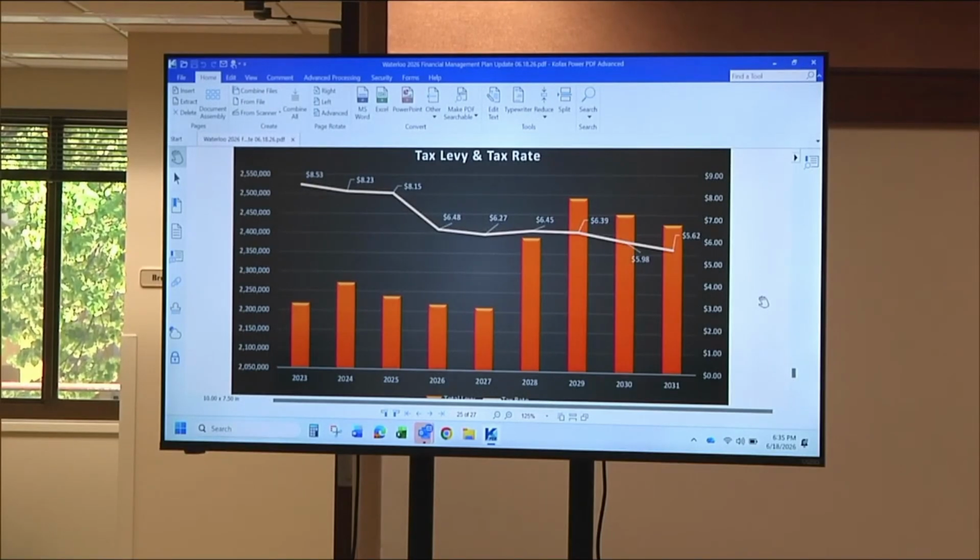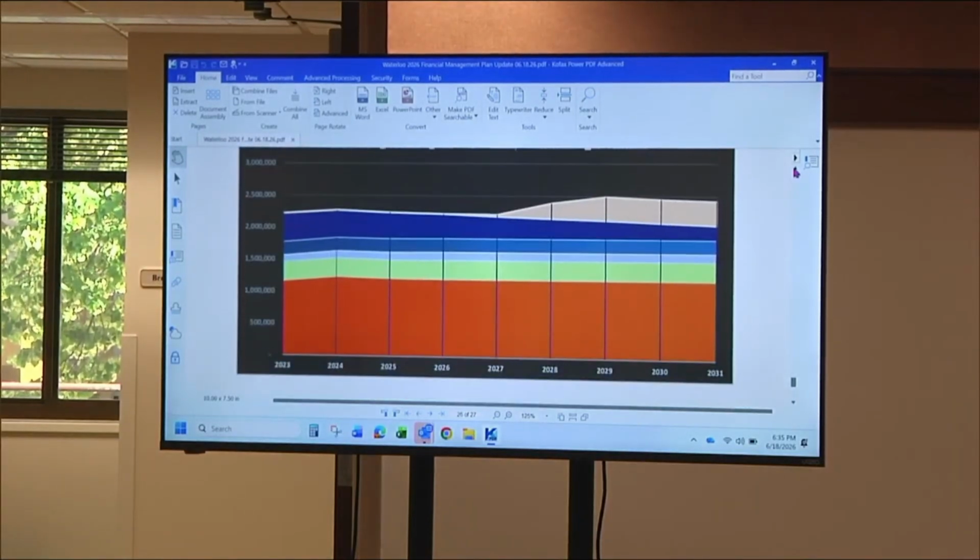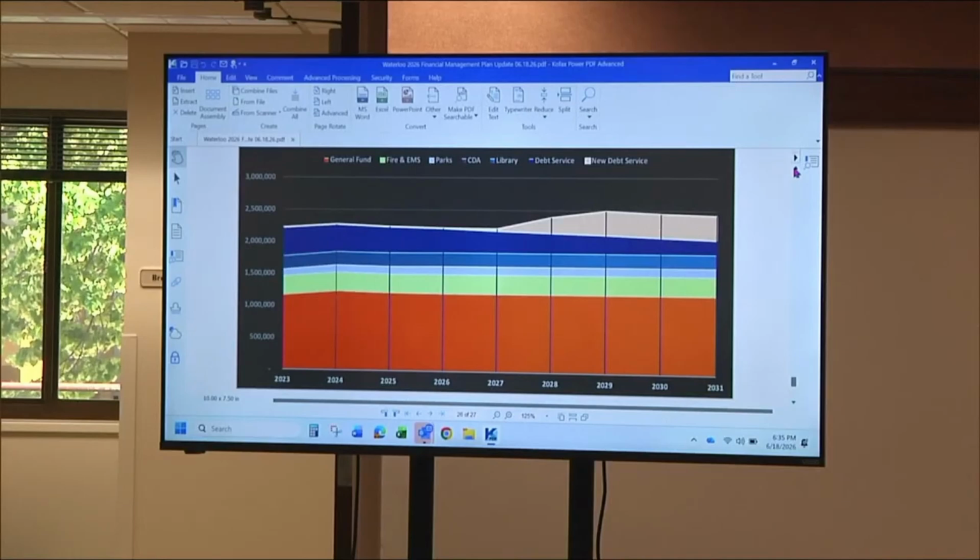And then just the last page is your levy components. The biggest component obviously is your general fund, then fire EMS, followed by parks and library, and then debt service is the other largest component. CDA doesn't have a whole lot to it, but those are the big ones. The largest is your general fund.